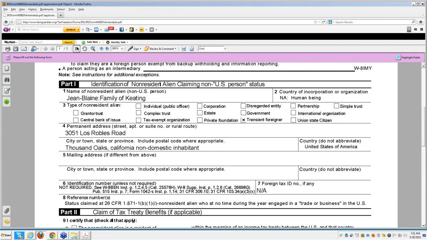Gene Blaine family of Keeting. You sign it down here, the way it is here. This is the surname. That's how the king used the last name, that's the surname. That's how the people became slaves of the crown.